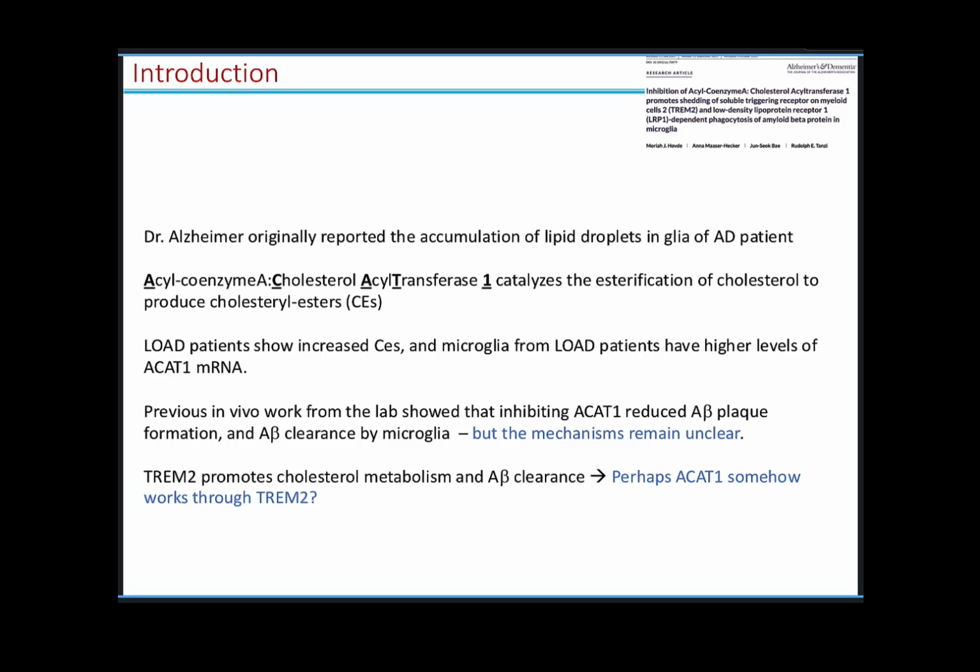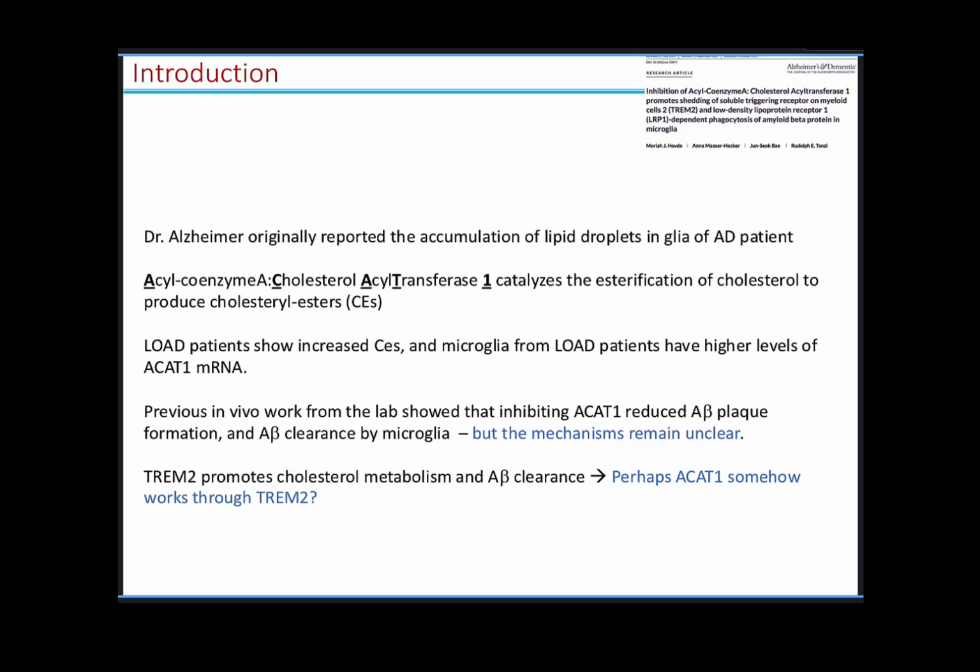Okay, so in the introduction to the paper, the authors bring our attention to the fact that the discoverer of Alzheimer's disease, Dr. Alzheimer, originally reported the accumulation of lipid droplets in glia of AD patients. Dr. Alzheimer basically sliced the brains of his patients who he noticed were developing this very particular kind of dementia and looked at them under very rudimentary microscopy. And yes, he did notice the A beta plaques and the tau NFTs, but he also noticed the lipid droplets in glia.